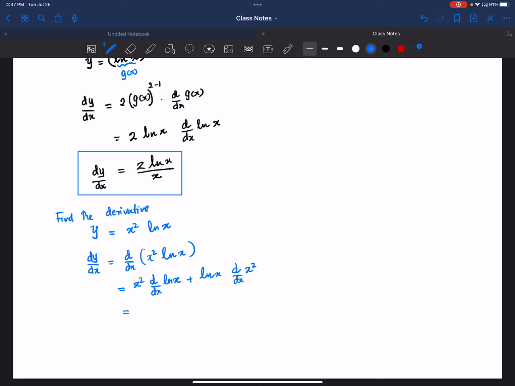From that I can get x squared times 1 over x, that's the derivative of natural log of x, plus natural log of x times 2x. So then I can cancel these two, and then I can take x out as a common factor: x times 1 plus 2 natural log of x. This is dy over dx.